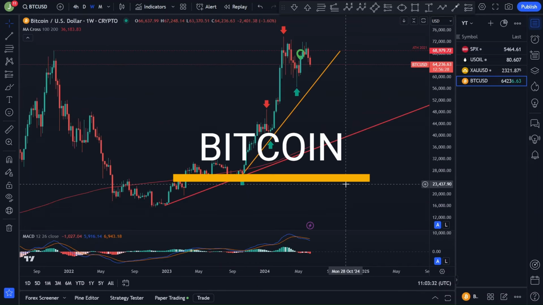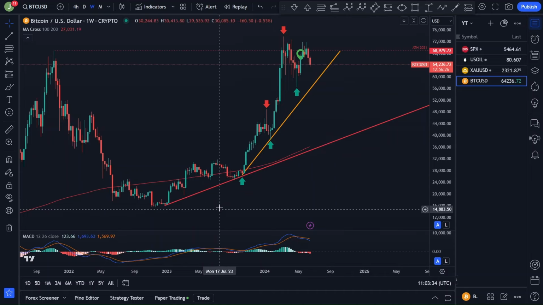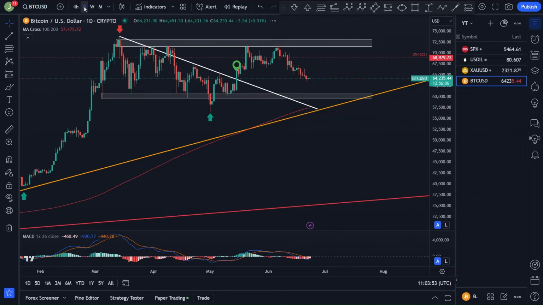Last but not least, Bitcoin. Bitcoin on the weekly time frame is in absolute bullish mood, still rising. We are at all-time high territory, but it seems like price has also cooled down a little bit after the steep rises, and we look in more detail at it on the daily time frame.